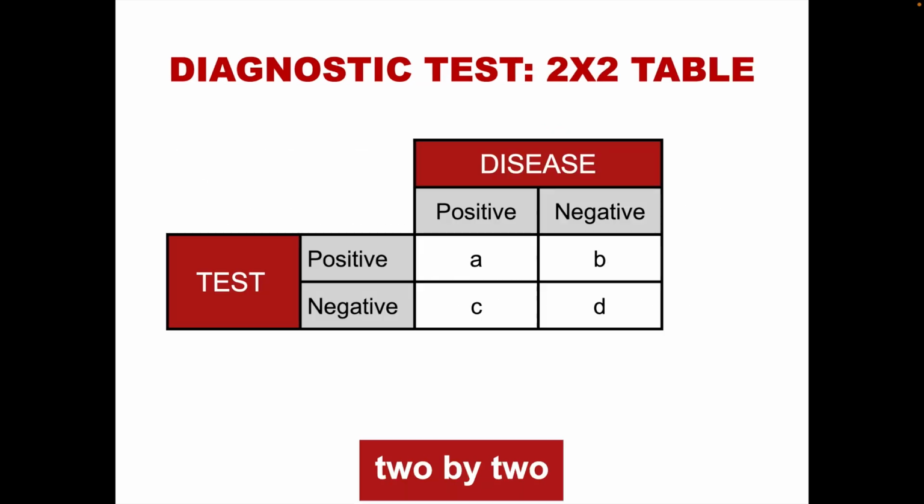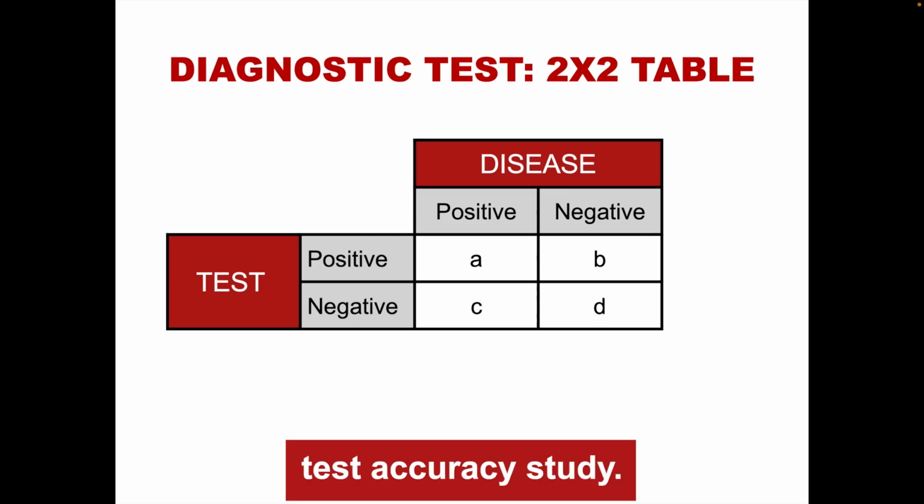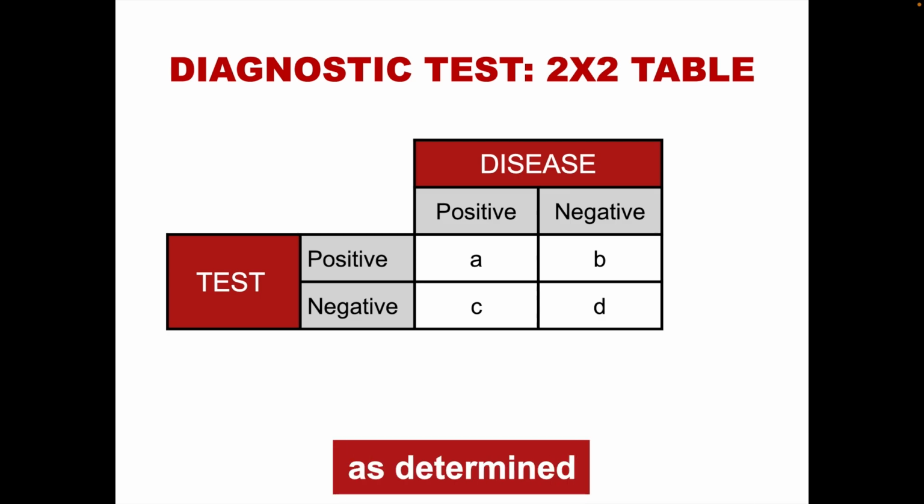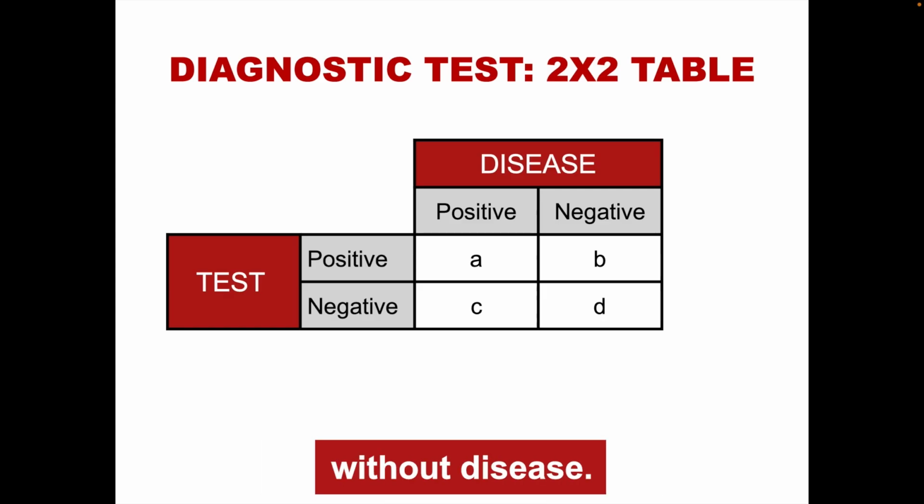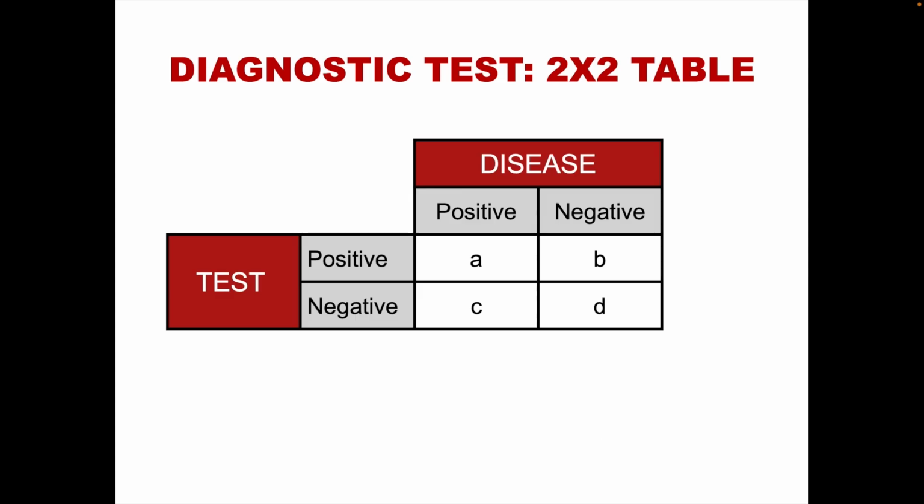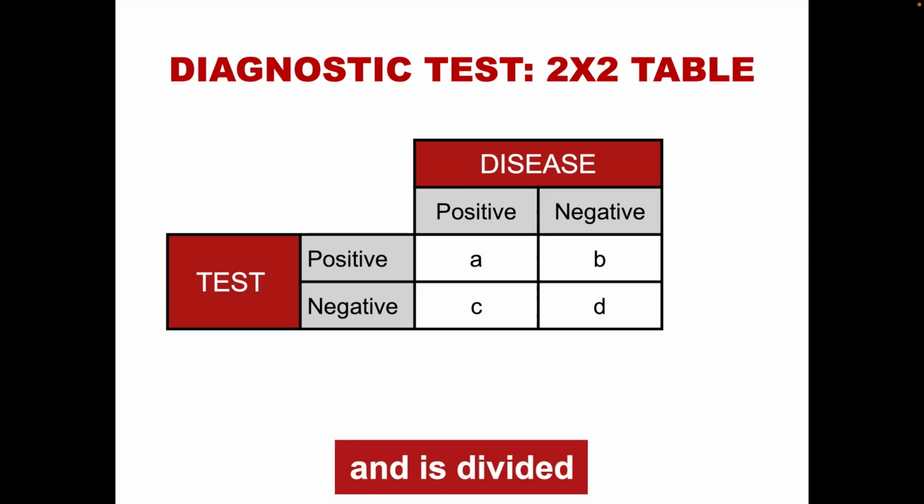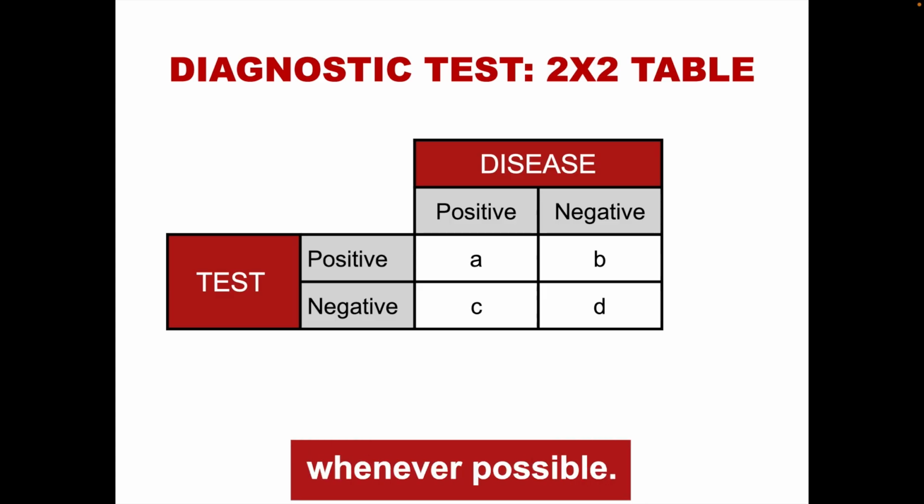This is a standard 2x2 table for a diagnostic test accuracy study. The disease, as determined by the reference standard, goes on the top and is divided into those with disease and those without disease in the columns. The test goes on the side and is divided into positive and negative test results in the rows. Notice that I didn't use the terms true positive, true negative, false positive, and false negative. That was intentional. I find they add more confusion than clarity to the process, so I try to avoid them whenever possible.